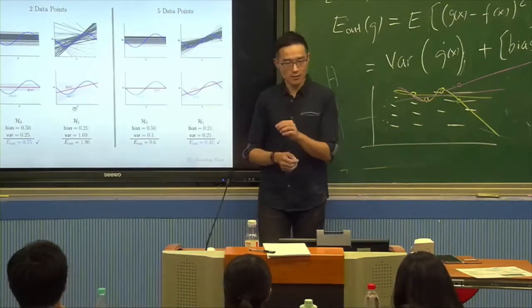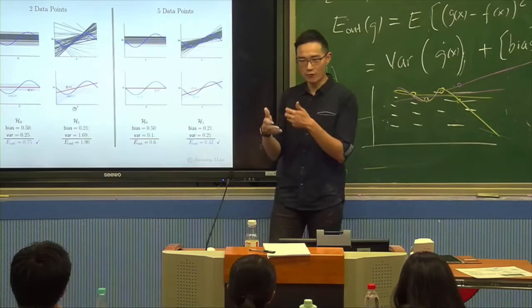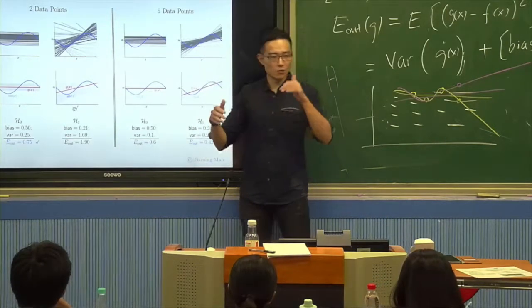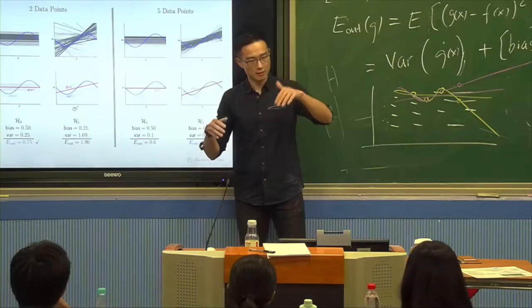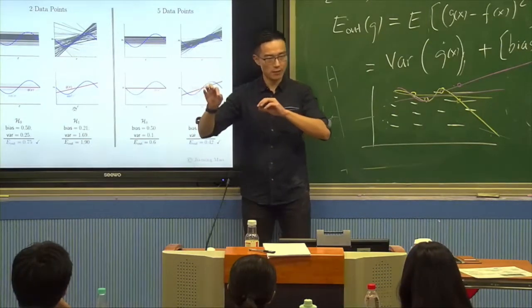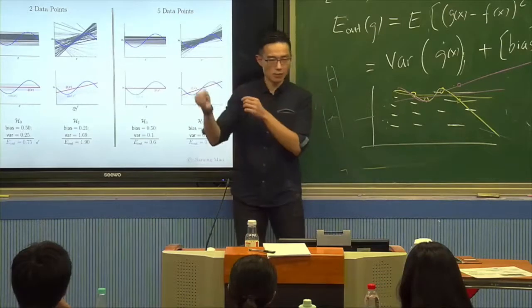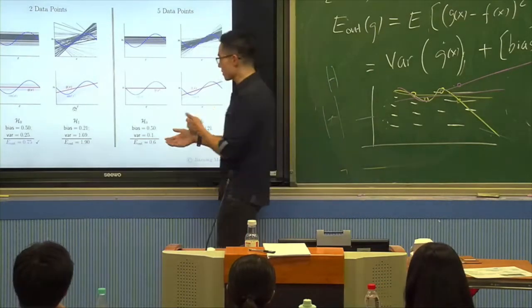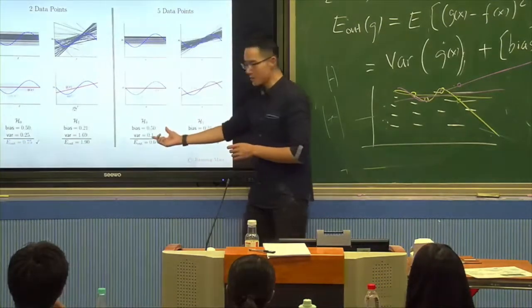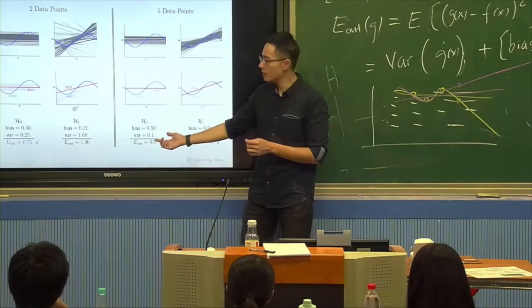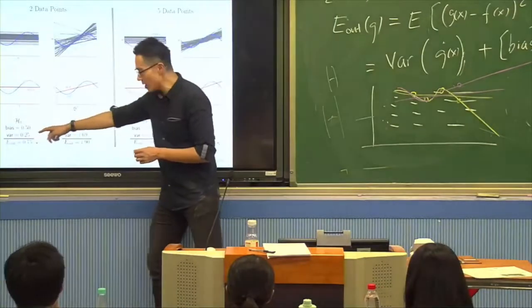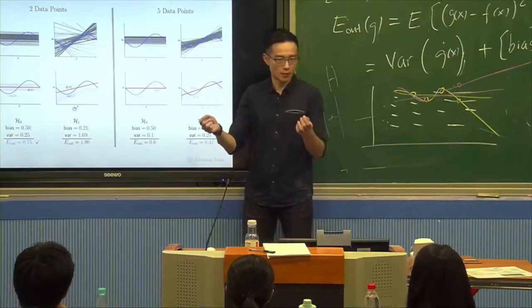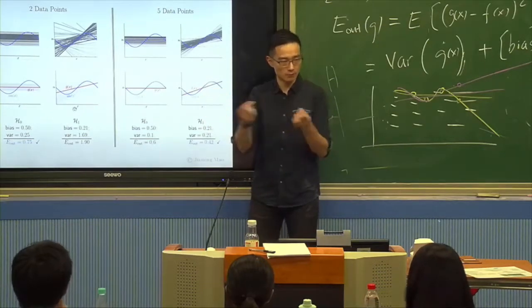In other words, you can see that bias is really a reflection not of how many data points you have, but of how close your model can capture the underlying true f. If your model is too simple, it doesn't capture the underlying f, and the bias will be large, regardless of how many data points you have, right? So the bias doesn't change, but the variance becomes smaller. Here the variance is 2.25, here the variance is 0.1. Why does the variance become smaller? Because now you have more data points, so the fit becomes more stable.